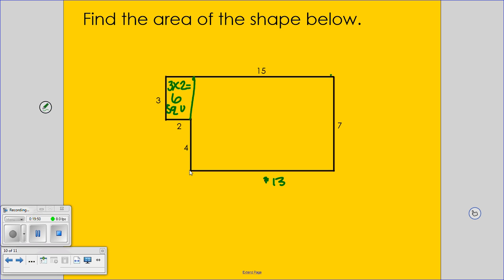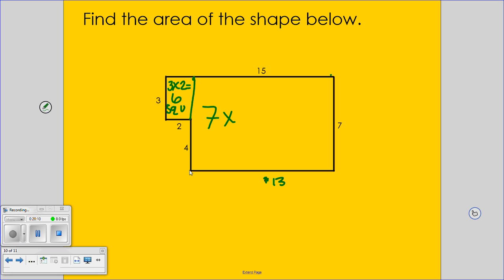No, same reason as why we couldn't use the 15 the first time. The 4 only goes to here. Is that how big my rectangle is? No. So we're definitely going to use a 7. It's the same length. Now is it going to be a 7 by 15? 7 by 13? Which one is it?